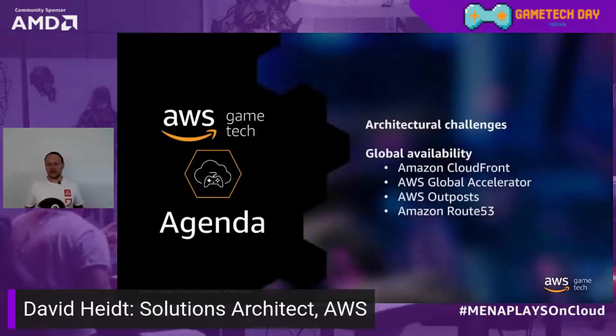So what are we going to talk about today? First of all, we look at all the architectures that we see with our customers as AWS solutions architects, and what challenges come with that in terms of how to get your games as close to your players as possible. And then we talk about the different services that can help you on this journey.